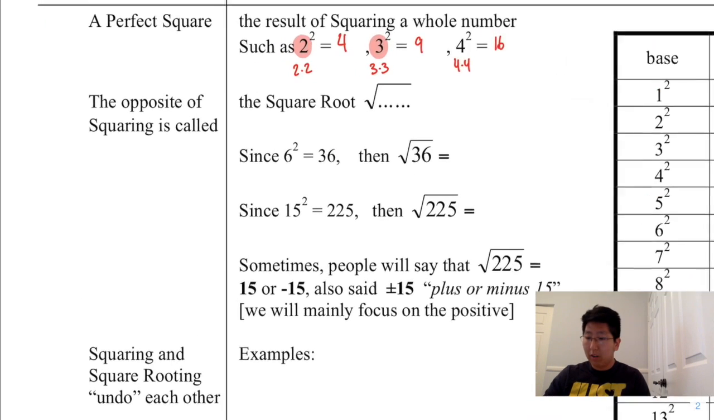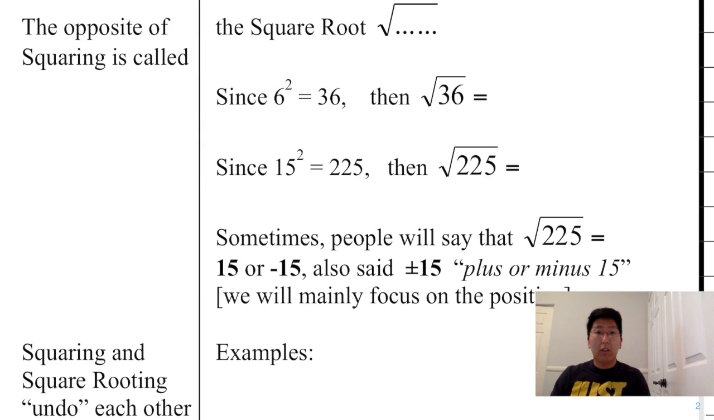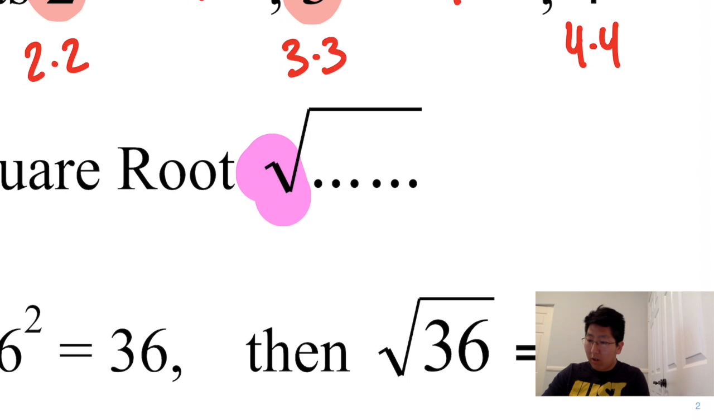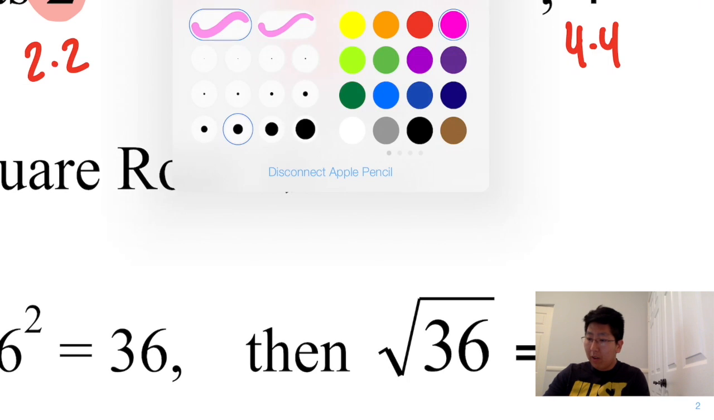So go ahead and take a look over here. The opposite of squaring is called the square root. Now, some of you might have seen this before. This little caret. Oh, that's way too big. Okay, this little caret.